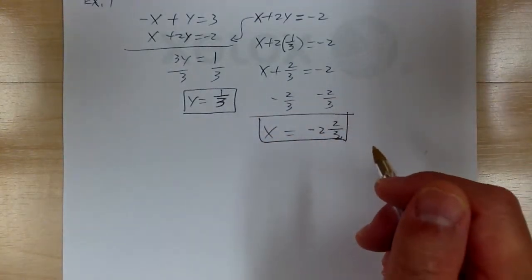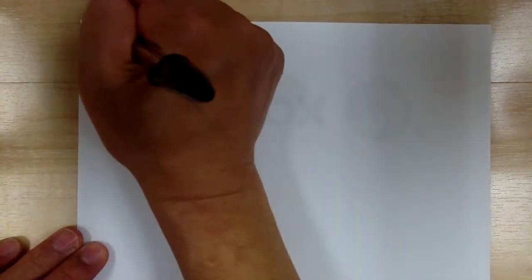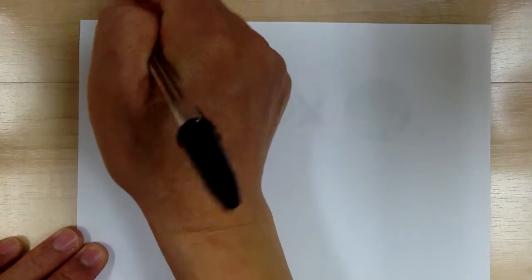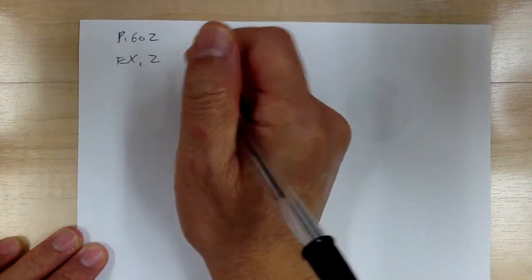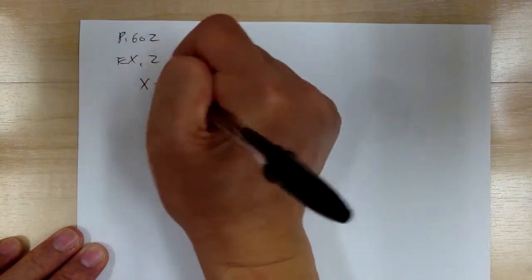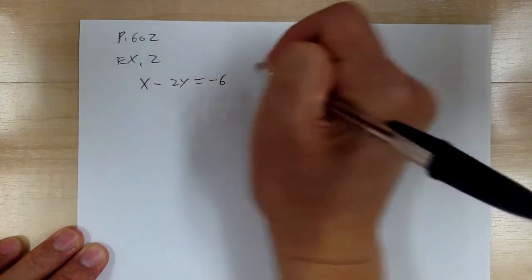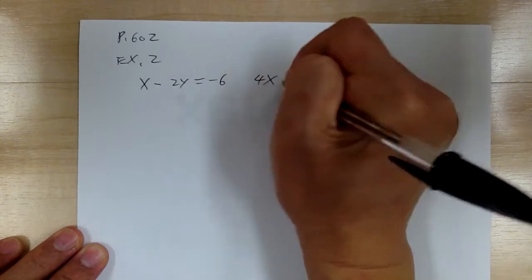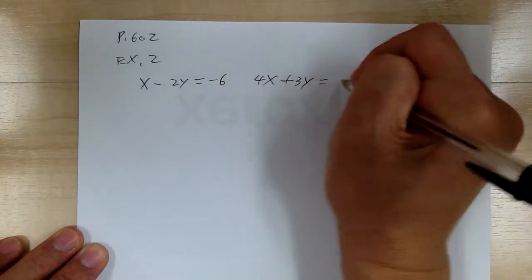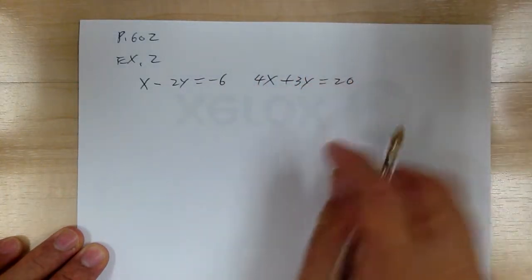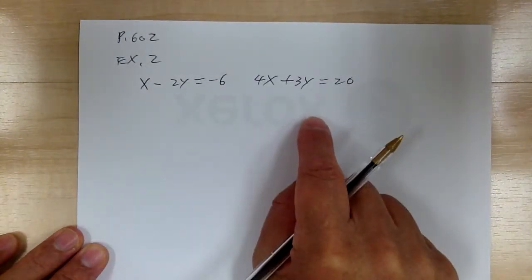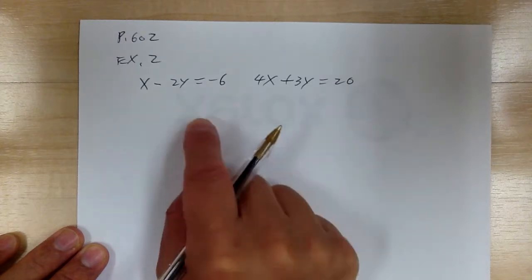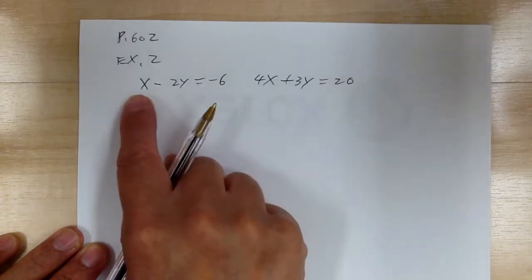So that's example 1. Now let's go to example 2. Example 2, you have x minus 2y equal to negative 6, and 4x plus 3y equal to 20. Again, you want to decide which variable you want to eliminate first. Normally you want to pick the one with the lowest coefficient. So x is the lowest, right?